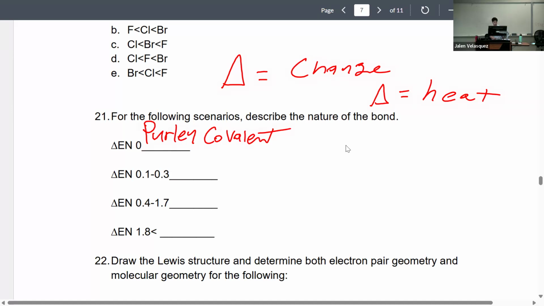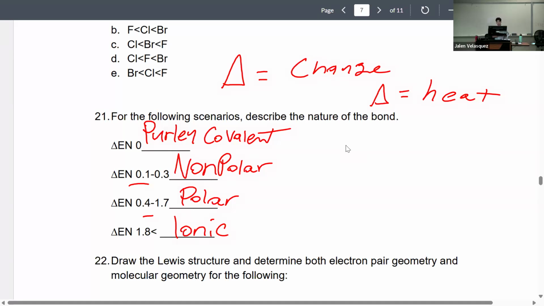If my difference in electronegativity is between 0.1 and 0.3, what kind of a bond do we have? Nonpolar. If my difference is between 0.4 and 1.7, it is polar. And if it is greater than 1.8, it's ionic. Okay, so absolutely you need to know the nature of the bond based off the range in electronegativity difference.